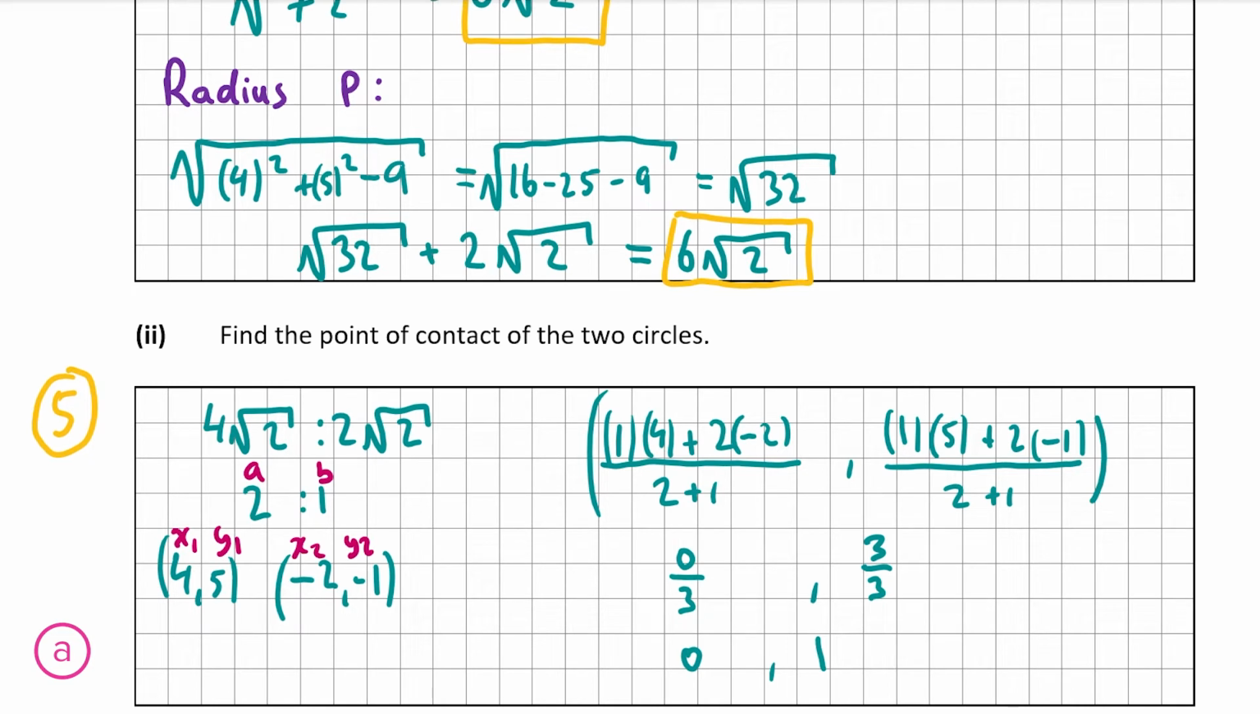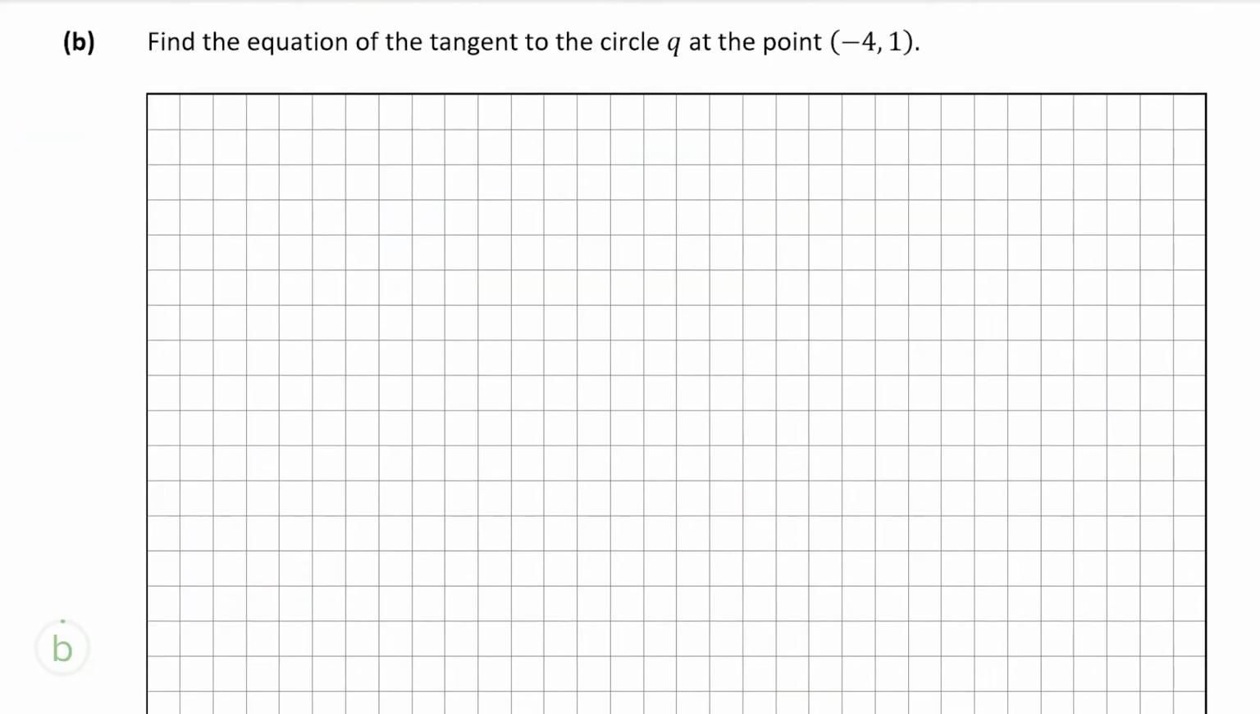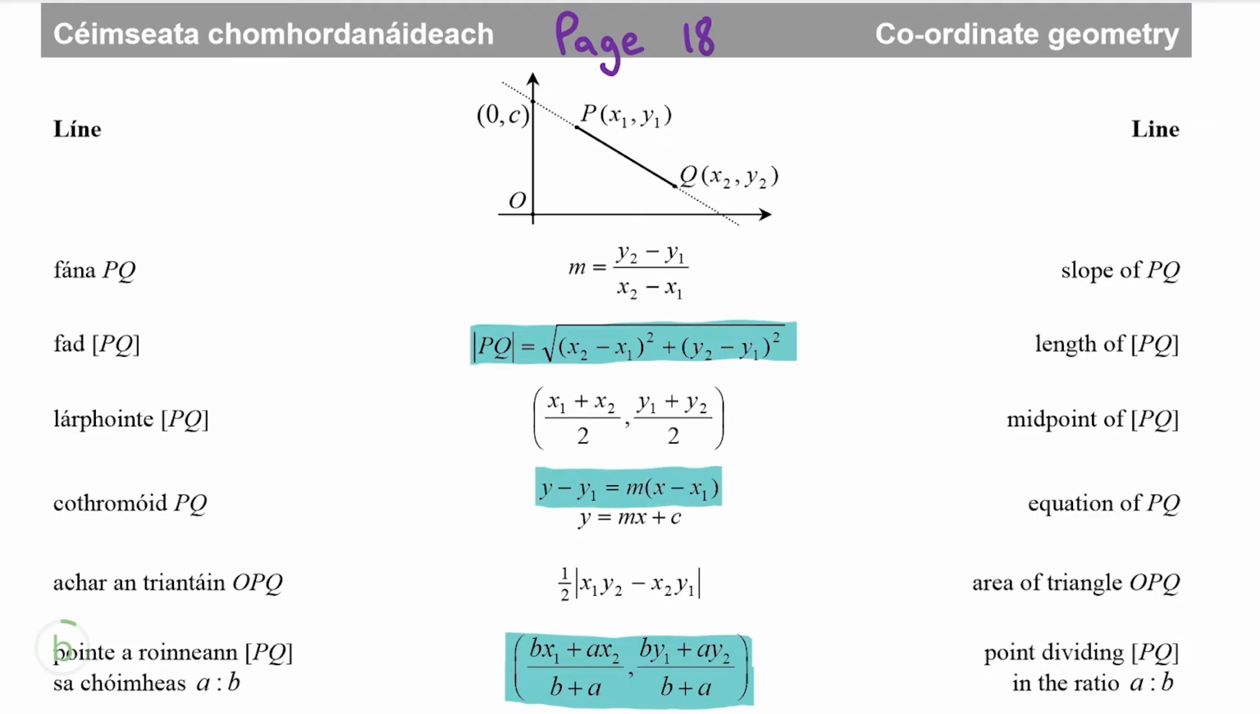Now we're going to move on to part B of the question. So part B is worth 5 marks, and it wants us to find the equation of the tangent to the circle Q at the point minus 4, 1. So let's have a look at our formula and tables book on page 18 again to see the formula for the equation of a line. It's this formula right here. So we need a coordinate on the line and also the slope of the line. We're given the coordinate, however we need to work out the slope now.